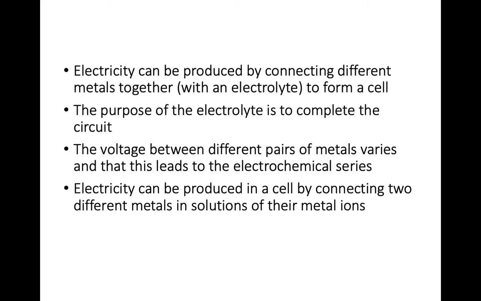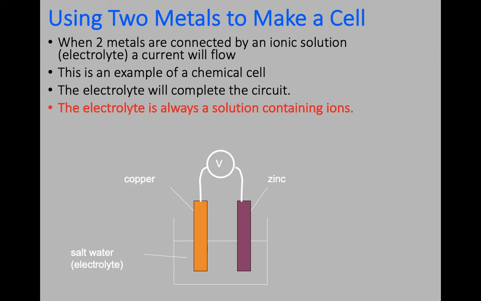Let's look at this in a bit more detail. So we can use two metals to make a cell. When two metals are connected by an ionic solution, an electrolyte, a current will flow. So this here is an example of a chemical cell. We have salt water, which is our electrolyte, and we have copper and zinc connected by a voltmeter.